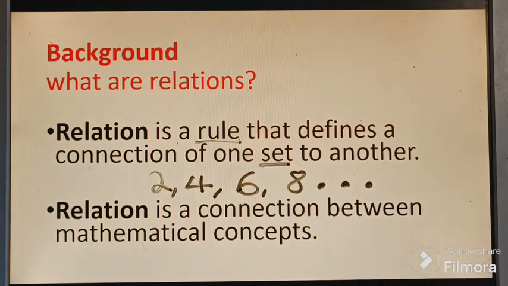So we often apply the idea of a rule to number sequences, and we should be able to apply it to mapping and function. So we're saying a relation is a rule that defines a connection of one set to another. So there are two sets. So we're trying to find what the relationship is between the 2 sets. For example, how set A and set B are related.